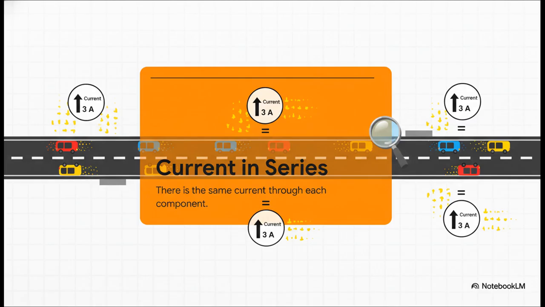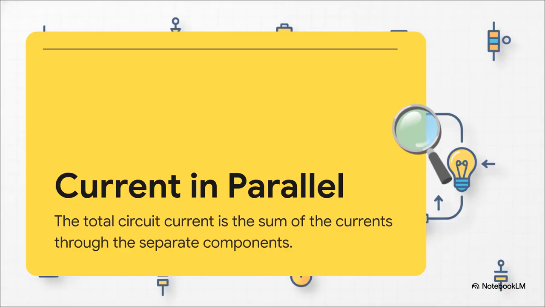It's constant. But in a parallel circuit, it's a totally different story. The total current leaves the battery, but then it splits up when it hits those branches. Think of a river splitting into a bunch of smaller streams. The amount of water flowing in each little stream might be different, but if you add them all up, you get the total flow of the main river. It's the exact same idea here.